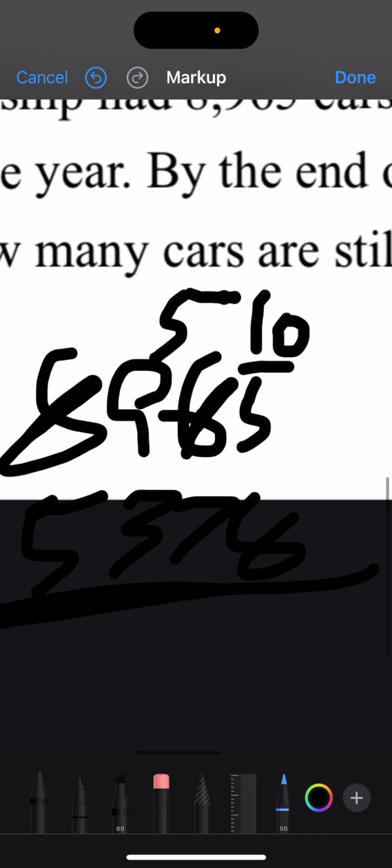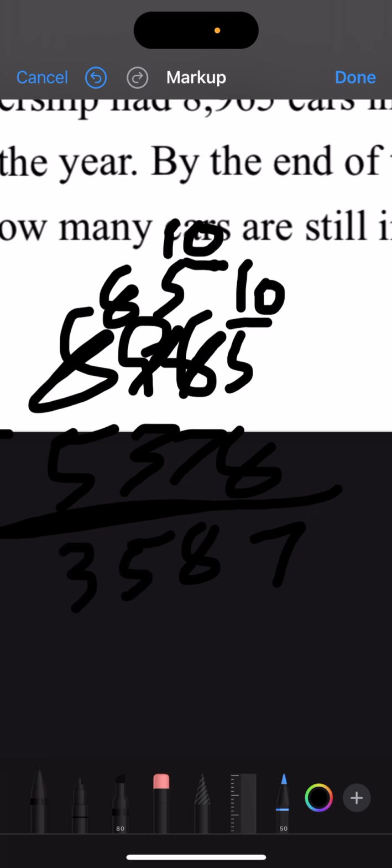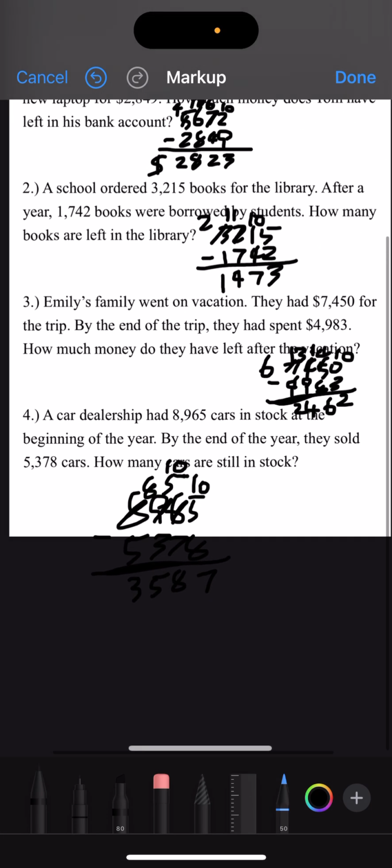5, 10. This would be 7. 10 again. 15 minus 7, that would give us 8. 8 minus 3 is 5. 8 minus 5 is 3. 3,587 cars will be left.